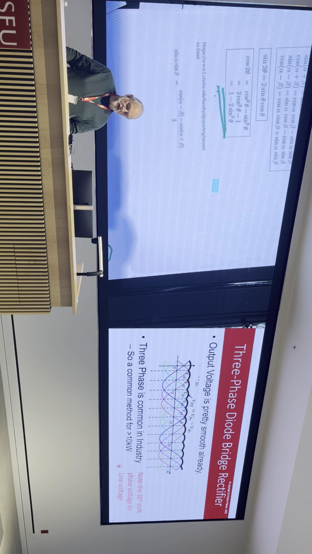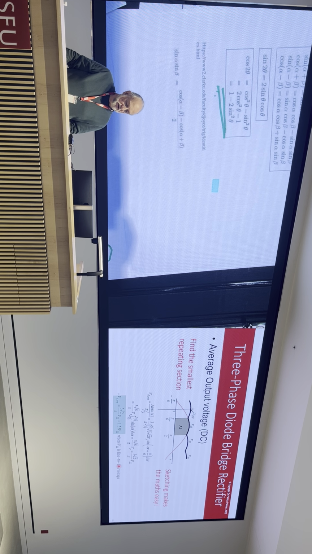I want to get the average voltage out. Well, that's very easy. I just integrate one of those six cycles, because they're all the same, and I do it to get the average over that 60-degree period there. So there we go. I've got my average, it just simply comes out there. I believe that's in the data.